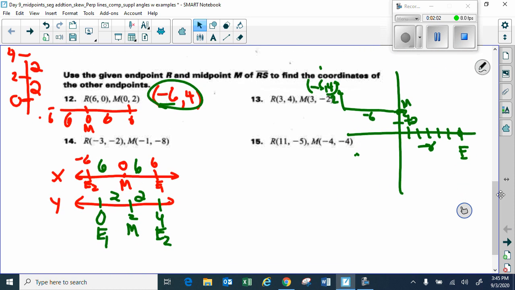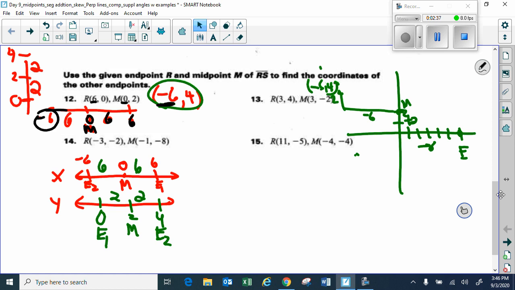All right, number 12 now. It says given one endpoint, R, and the midpoint M, find the other endpoint. So notice R is an endpoint, 6. We're dealing with the x coordinate right now. M is the midpoint, 0. How far is it from 6 to 0? 6. So I went back 6 here. I'm going to go back 6 from 0. 0 minus 6 is negative 6. Okay, so negative 6 is my x coordinate. That's why I have it right here, negative 6.